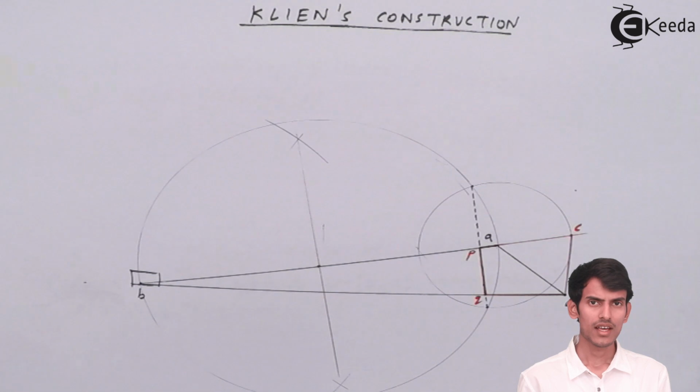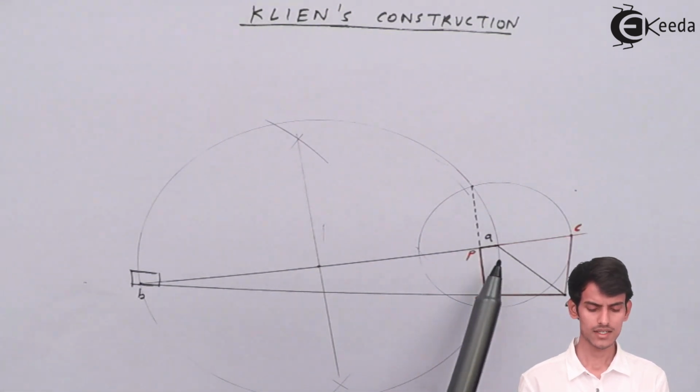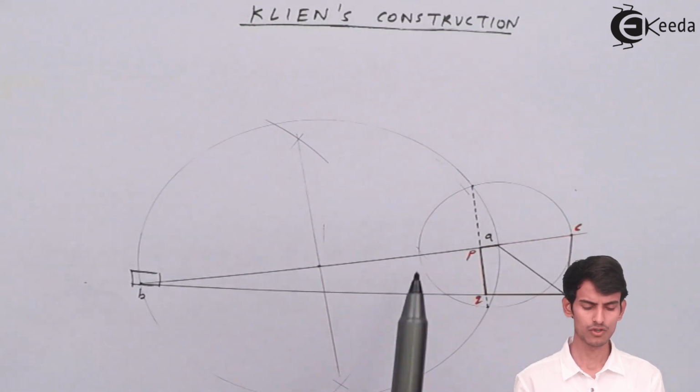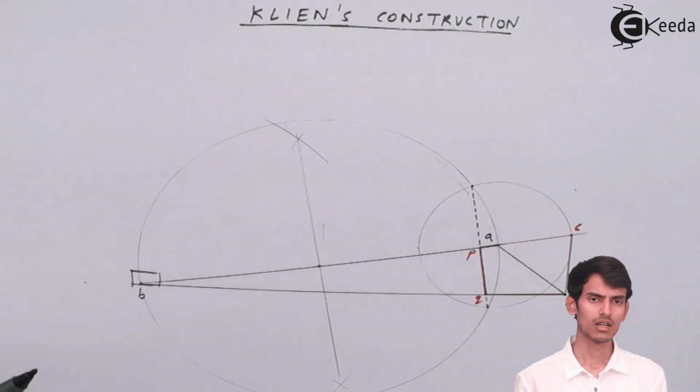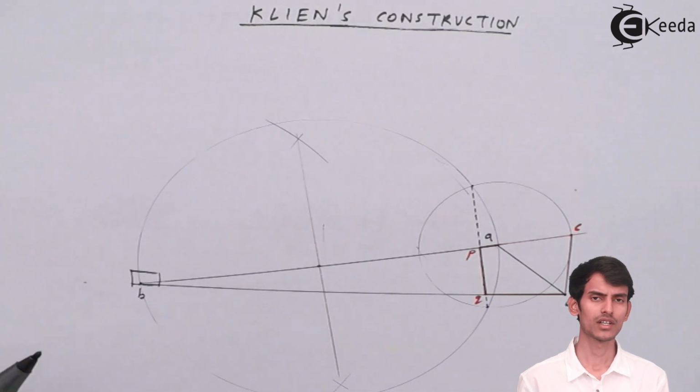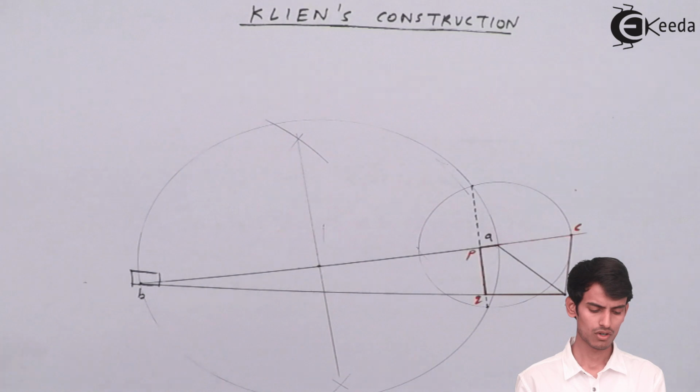For drawing the acceleration diagram, you have to draw two circles. The first circle has A as center and AC as radius. The next circle has the midpoint of the connecting rod as center, and the radius is half the length of the connecting rod. You have drawn the two circles.